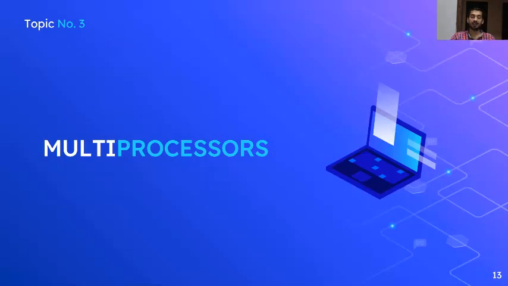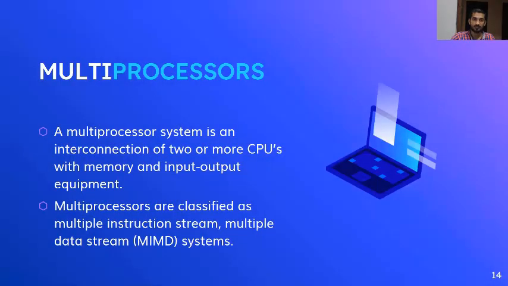Topic number 3, that is multiprocessor. So what is a multiprocessor? A multiprocessor system is an interconnection of two or more CPUs with memory and input-output equipment. It is called a multiprocessor system where we have multiple processors, meaning more than one processor. Multiprocessors are classified as multiple instruction stream, multiple data stream, MIMD systems.